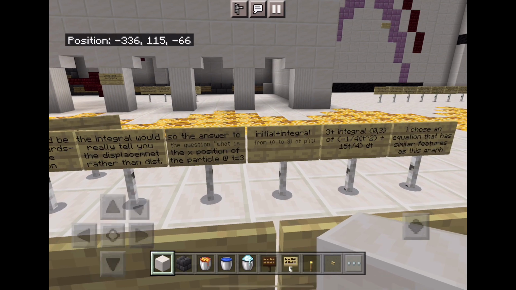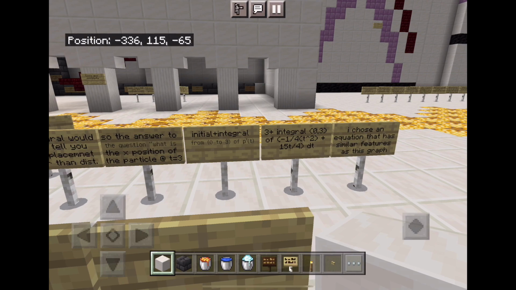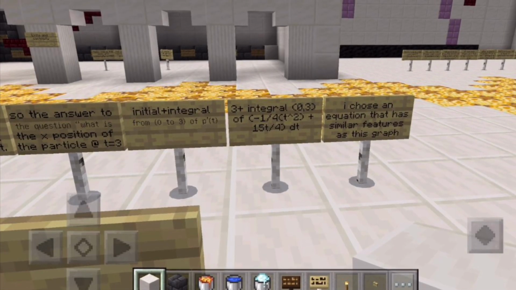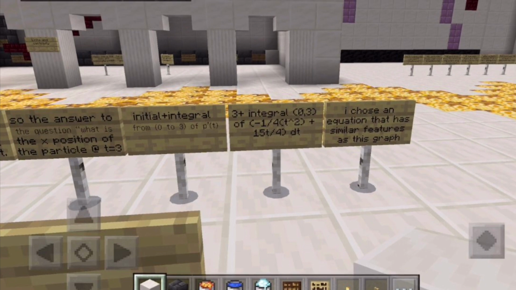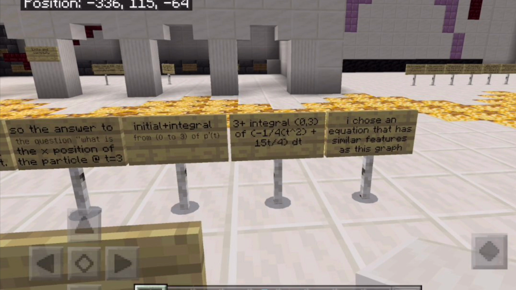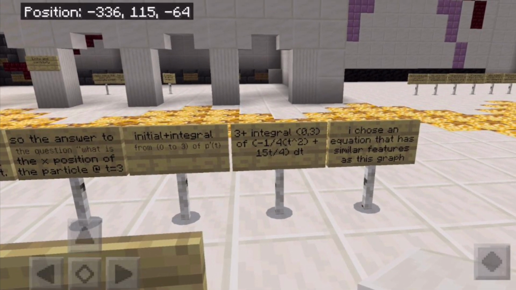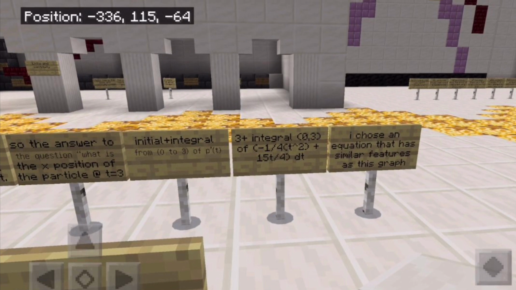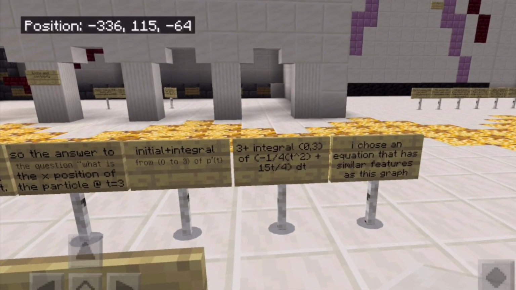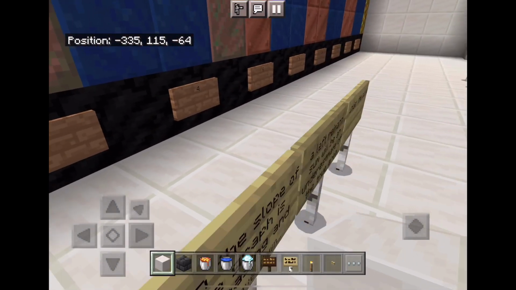And so the answer to the question of what is the x position of the particle at t equals 3 is the initial value plus the integral from 0 to 3 of p prime of t. So in these terms, it would be 3 plus the integral from t equals 0 to t equals 3 of 1 minus 1/4 t squared, whatever that was.